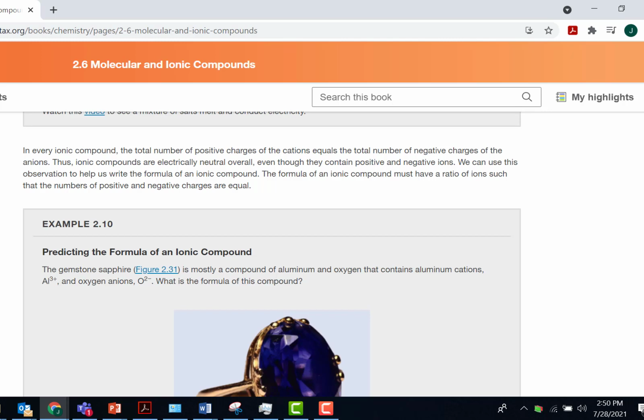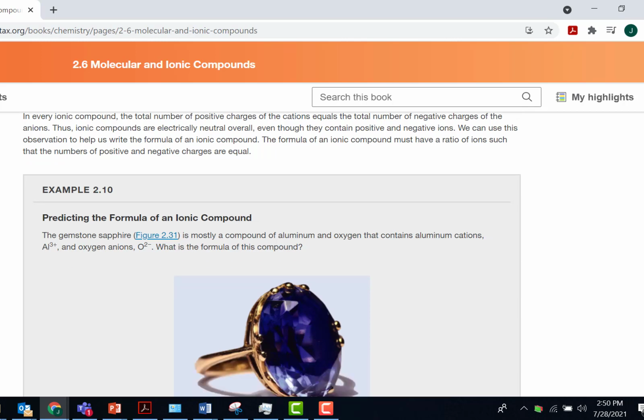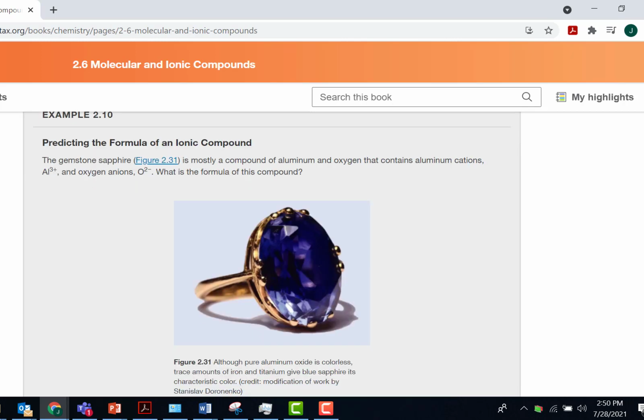So in an ionic compound, we have a balanced charge. The number of positive charges and the number of negative charges have to be exactly the same. And you could have a case where the positive charges are larger, negative charges are smaller, and you have to have more negatives to balance the positives, or vice versa. So we want to look at how we make that kind of prediction.